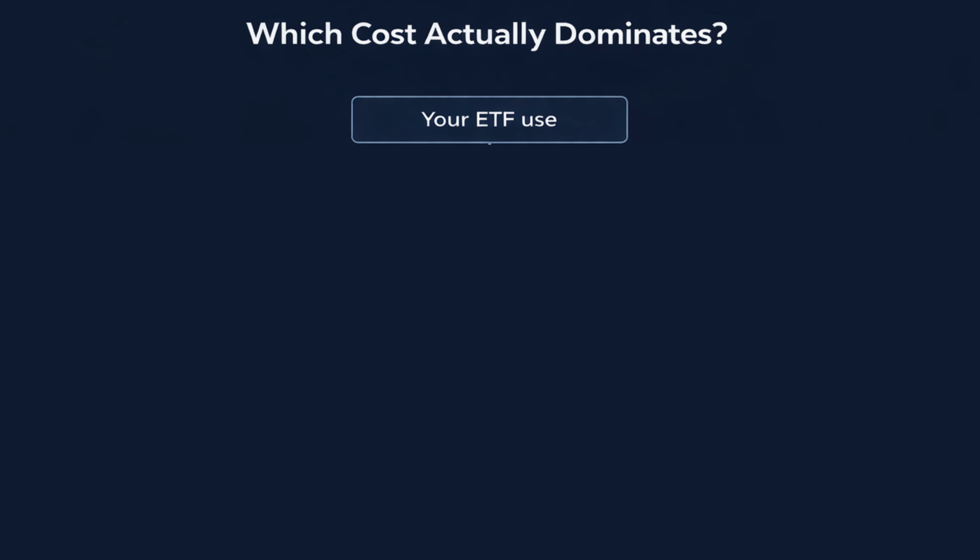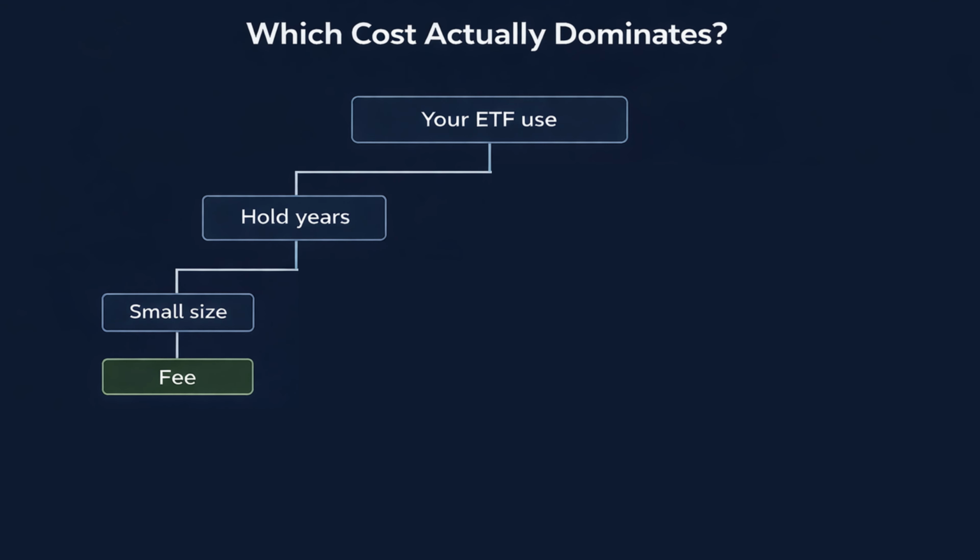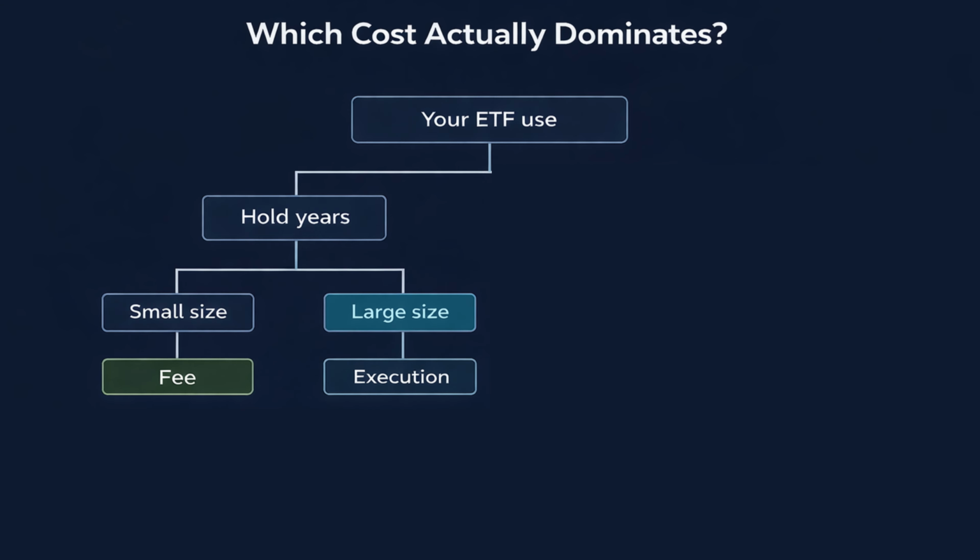Here's the allocation fork. If you buy once, add occasionally, and hold for years, then the expense ratio is usually a meaningful part of total cost. If you trade frequently, rotate exposures, or rebalance tightly, then the expense ratio can be a minor part of total cost. If your position size is small relative to daily dollar volume, then execution costs can stay bounded. If your position size is large relative to displayed liquidity, then execution costs can dominate the expense ratio.